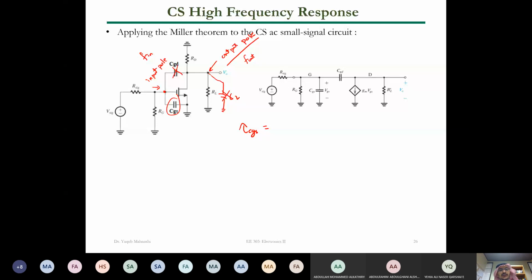Now we want to ignore others. Ignoring others in high frequency means open circuiting all the other capacitors. Okay? If you are talking about low frequency coupling capacitors, if you are studying C1, for example, and ignoring others, which is C2 and maybe the bypass capacitor, it means shorting those capacitors. I hope this is clear, guys. So now what is the time constant of CGS?